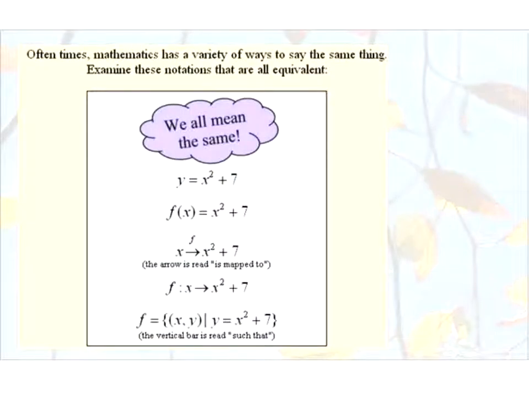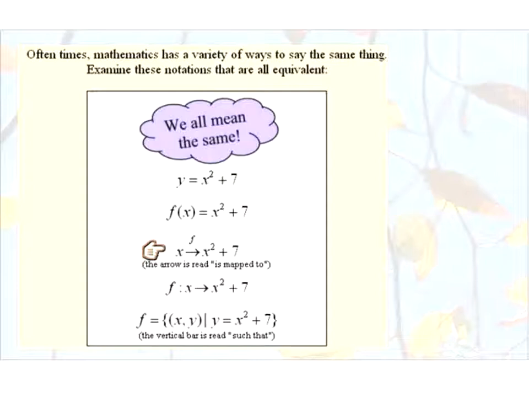What we're going to start with, though, is a little lesson here on notation. Oftentimes math has a variety of ways to say the same thing. If you look at all of these notations, you're going to see them in your lesson, you'll see them on your quiz. They all say the same thing. The equation you're looking at is x squared plus 7. It's just the notation changes as you go down through here. This is y equal to x squared plus 7, f of x, that's the way we read that, equals x squared plus 7. The arrow here is read as "is mapped to."